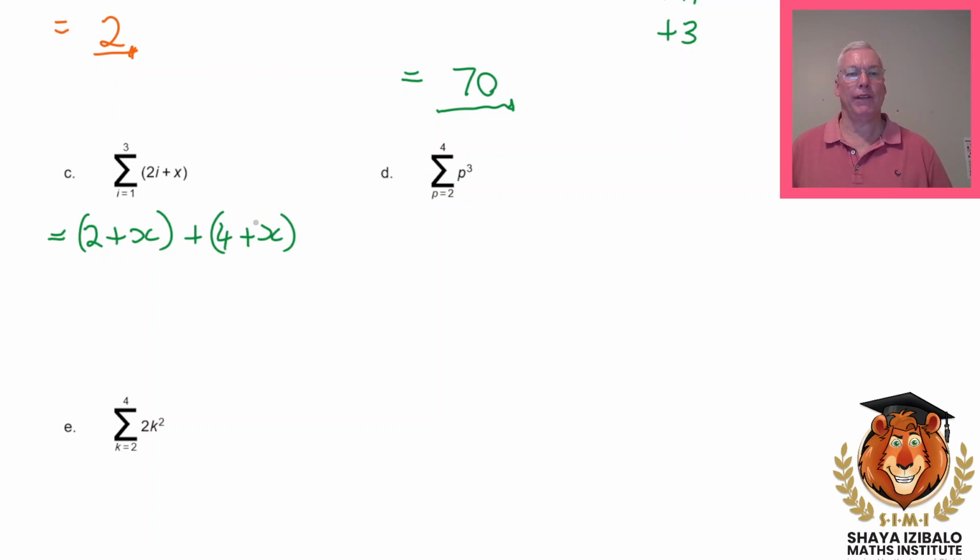And if i is 3, and this is going to be the last one we're going to do because there's 3 at the top, 6 plus x. Okay, so there it is, and we stop there. Now the final answer to this, obviously if we add these up and we collect our like terms, 2 plus 4 plus 6, 12 plus 3x.